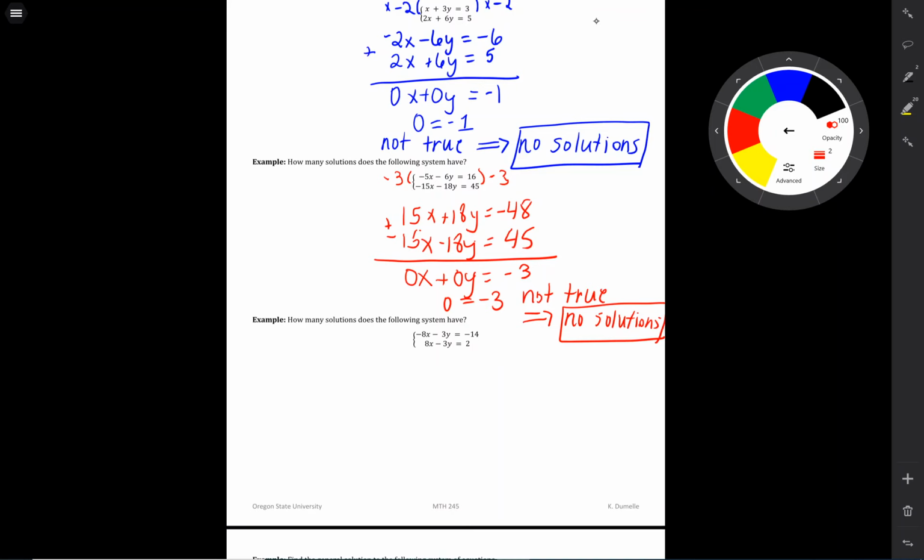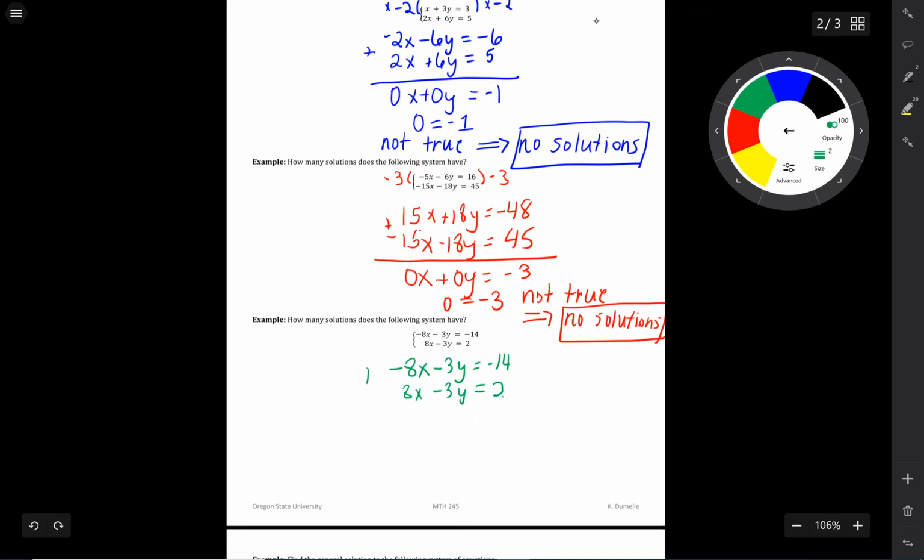All right, hopefully you've given this one a try. This one is perfectly set up for addition, since the coefficient in front of the x's are the same number but opposite signs. So this is perfect for addition. I'm going to add these two together. So I'll have -8x minus 3y is equal to -14. And then I have 8x minus 3y equals 2.